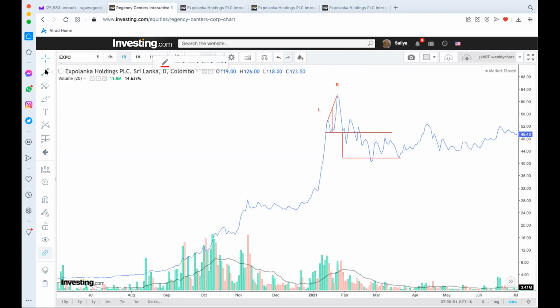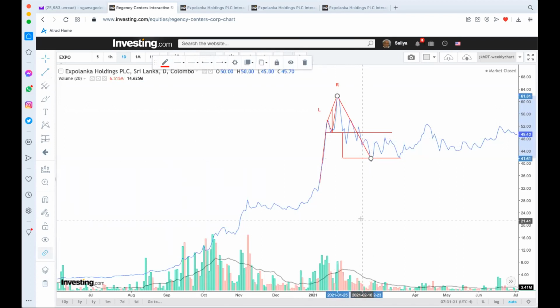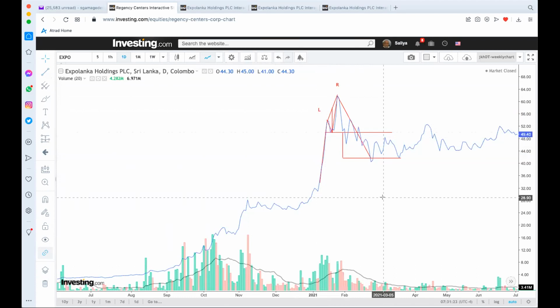So here you can see that the left leg is like this, right? And the low is like this. And the right side is going to be like this. The right leg, in fact, happened at this point. So it's not that perfect an end, but that is how it happens.